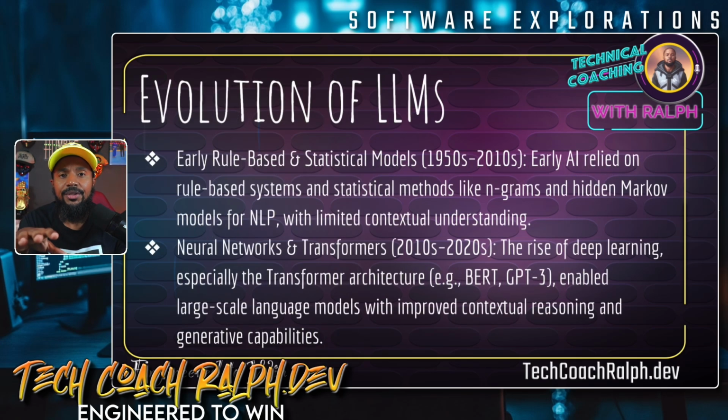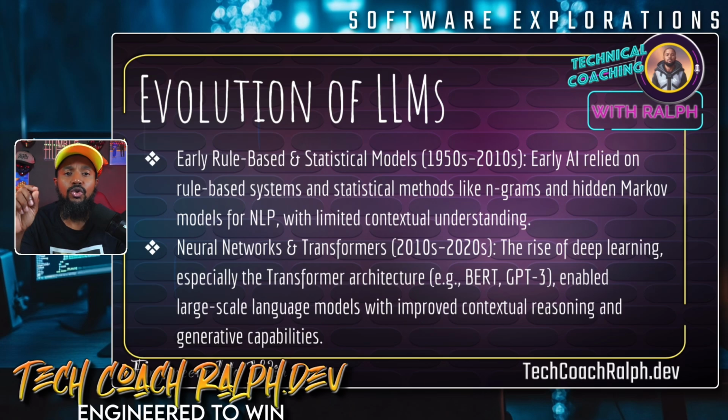What are the evolutions of large language models? So we have the early rule-based and statistical models between the 1950s, yes, all the way back to the 1950s, and the 2010s. Early AI relied on rule-based systems and statistical methods like n-grams and hidden Markov models for natural language processing, NLP, which stands for natural language processing, with limited contextual understanding. All right, so basically it's just feeding in data and it doesn't really understand what you're asking it.